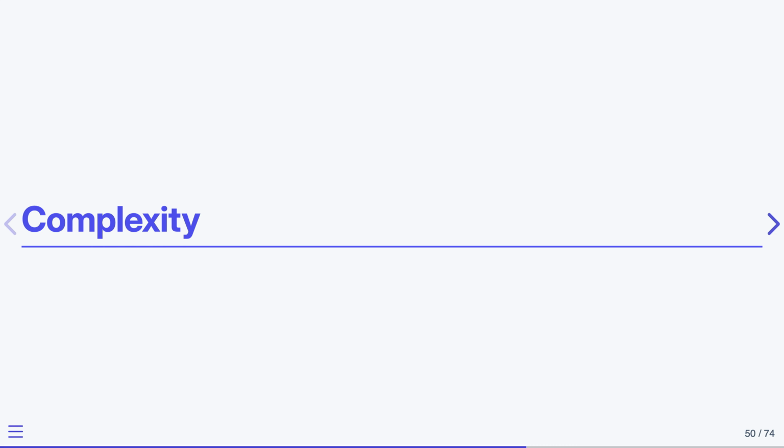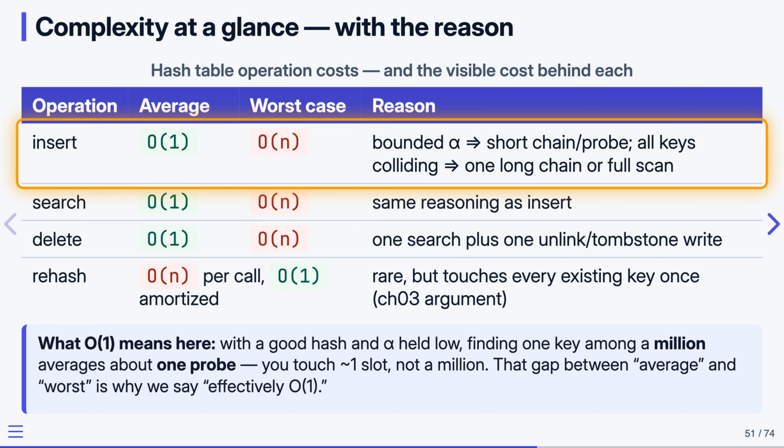We have seen insert, search, delete, and rehash. Now let's add up their costs and see the reason behind each one. Let's read the cost table row by row.